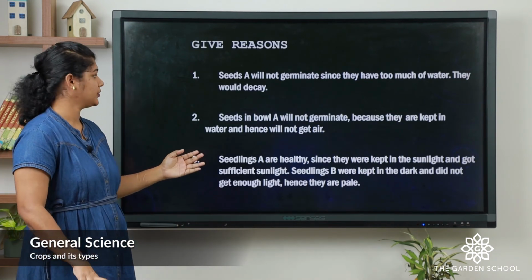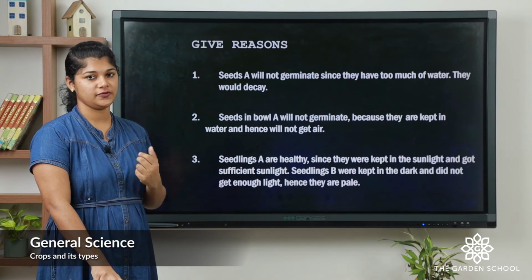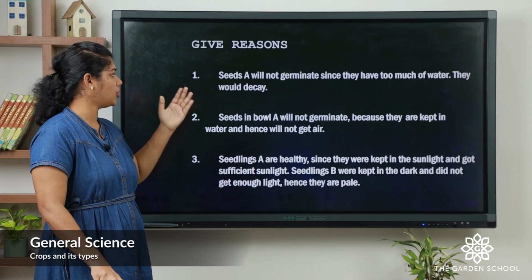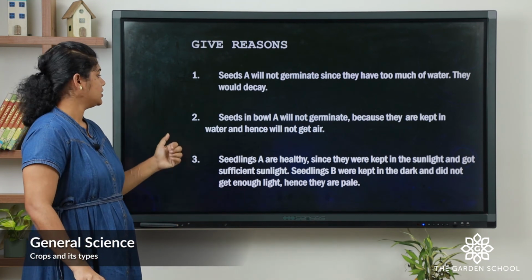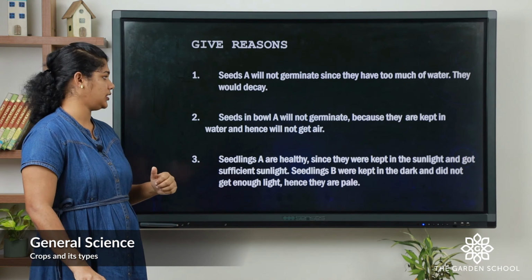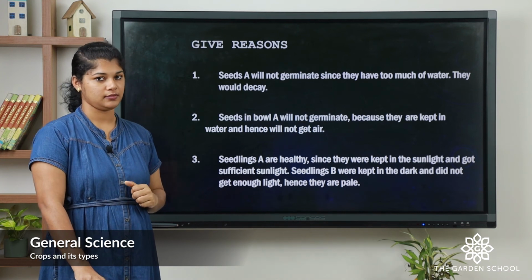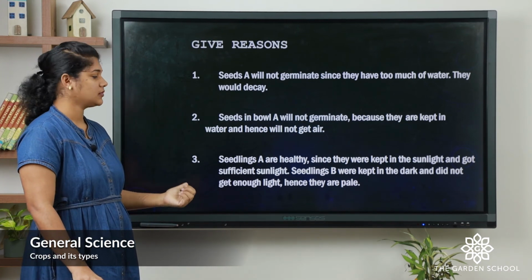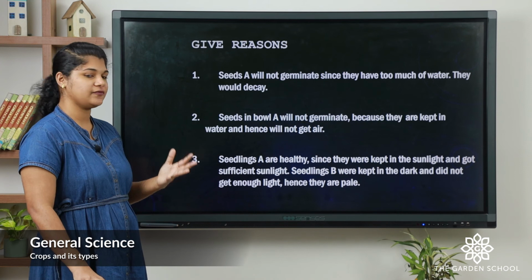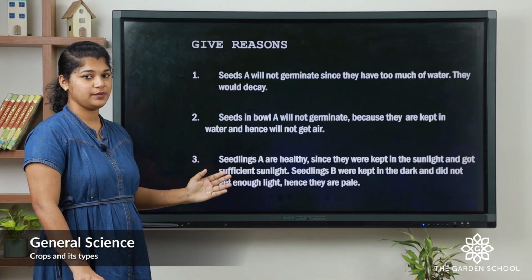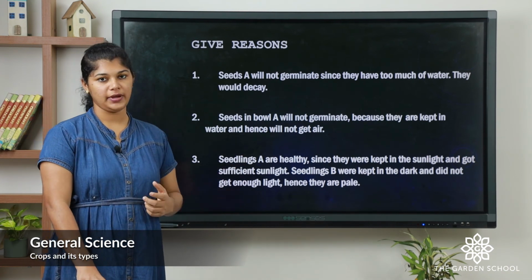Here you can see the first one, seeds A will not germinate since they have too much of water. They would decay. You can copy all this in your science textbook. Second one, seeds in bowl A will not germinate because they are kept in the water and hence it will not get the air. Third one, seedlings A are healthy since they were kept in the sunlight and they got sufficient sunlight. Seedlings B were kept in the dark and did not get enough light, hence they are pale in color.